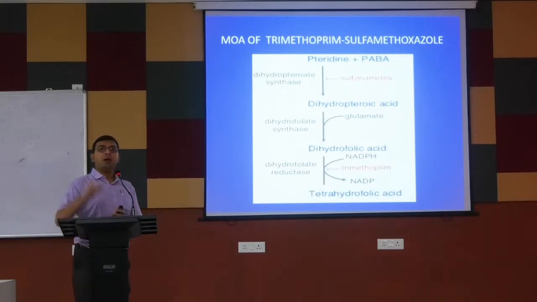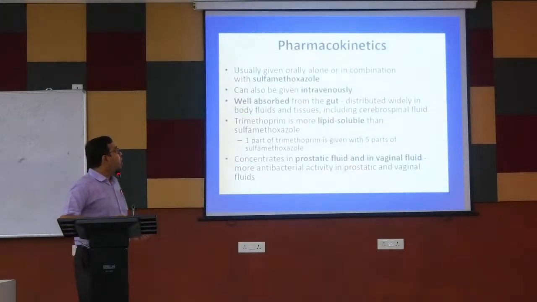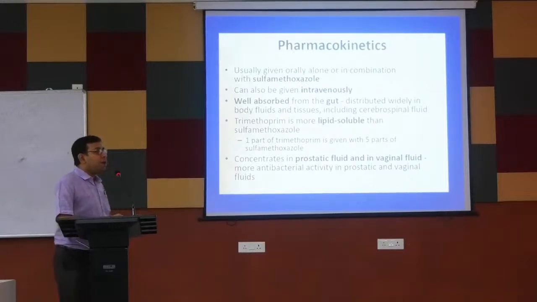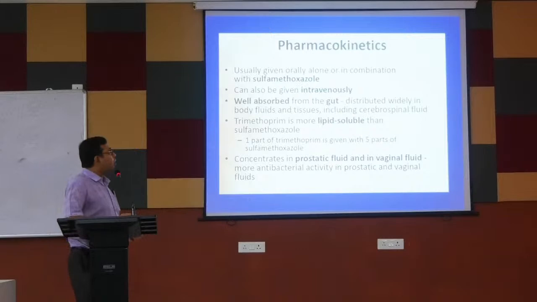Why are these two combined? The mechanism of action is in two steps. They act in the same pathway, but at two different enzyme levels, so that these two are individually bacteriostatic, but when combined, they attain bactericidal concentration. It is usually given orally, alone or in combination with sulfamethoxazole, and can also be given intravenously. Well absorbed from the gut, trimethoprim is more lipid soluble than sulfamethoxazole and concentrates in prostatic fluid and vaginal fluid. So if there is prostatitis or vaginitis, this combination is also very effective.